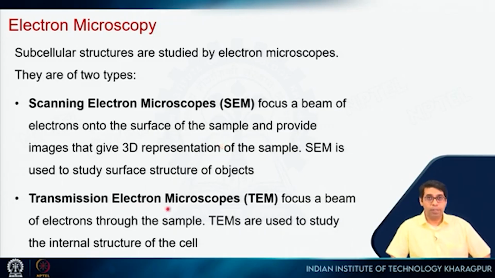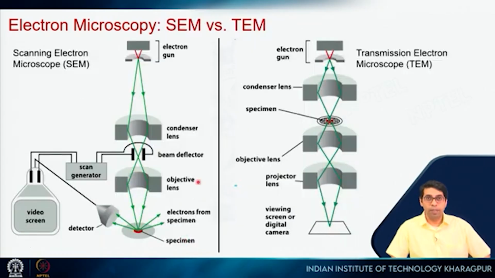On the other hand, transmission electron microscope focuses a beam of electrons through the sample, which means that it can be used to see the internal structure of the cell. The construction of these 2 microscopes is slightly different. On the right hand side we have TEM or transmission electron microscope, on the left hand side we have SEM or scanning electron microscope. You will see that they again look very similar to what we saw in the light microscope.